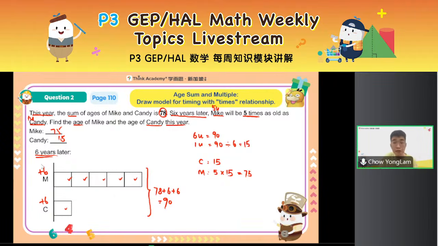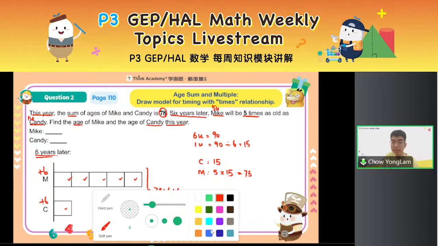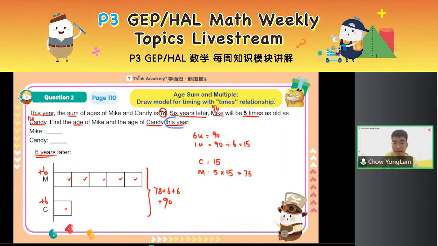Remember, we choose to label the time on the model so that we remind ourselves that whatever information we find here is referring to 6 years later. But the question is asking us to find their ages this year. 6 years later, I have 15 and 75. But I want to find this year, so we are going back in time. So how should I adjust their ages? 15 is 6 years later. This year is 6 years ago, so do I need to plus 6 or minus 6?